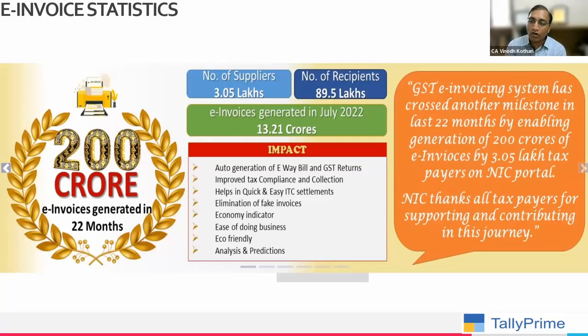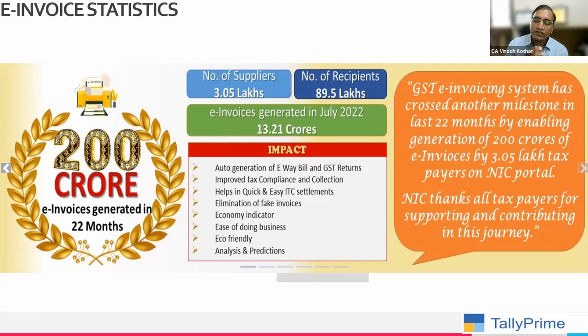Almost 200 crore e-invoices have been generated. The number of registered suppliers for e-invoicing is around 3 lakhs. And the e-invoices generated only in the month of July are around 13 crores. So roughly, almost every second 150 e-invoices are generated. Why this data? From 1st October, this data will even increase. The number of registered suppliers will also increase. So you need to know that everything today is data driven.